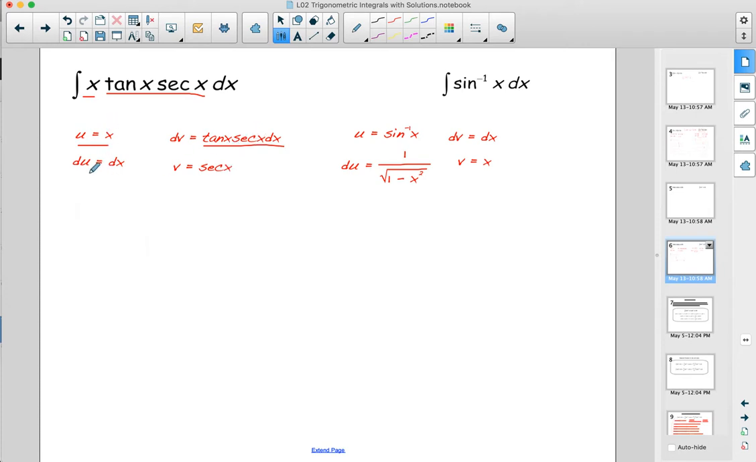And when you go forward on this, you get du equals dx. And your new integrand is just going to become this, which is much simpler than where you were here.